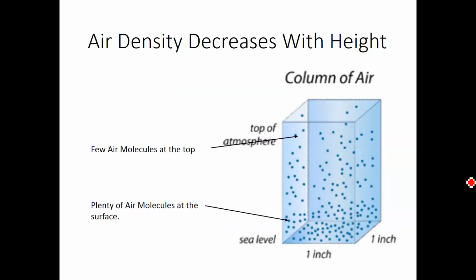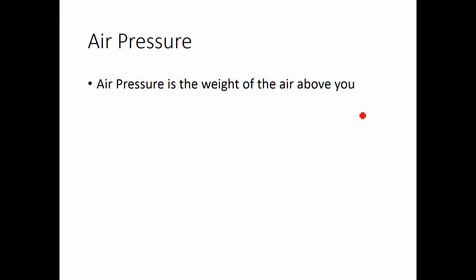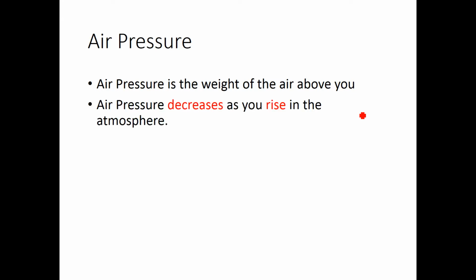So first, talking about density, air density decreases with height. You have a lot of air crowding a small space near the surface, a lot less air crowding the same space near the top. But more importantly, let's talk about this air pressure more in depth. So, again, air pressure is the weight of the air above you. As a result, the higher up you go, the fewer air molecules you have above you. As a result, air pressure always, always, always decreases as you rise in the atmosphere.